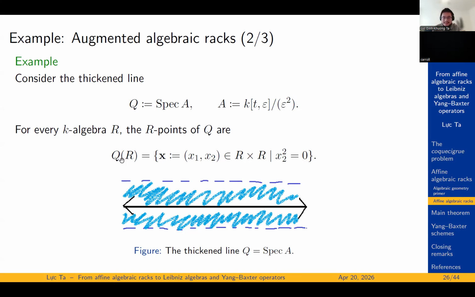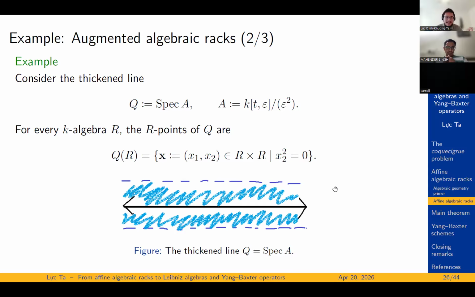So in coordinates, what that means is that if you have a k-algebra R, then the set of R points, Q of R, is given by these tuples, where the first coordinate is in R and the second coordinate squares to 0. So in particular, if R is reduced, then you basically just get affine space again, but R need not be reduced. So you can actually get a more interesting structure out of this.